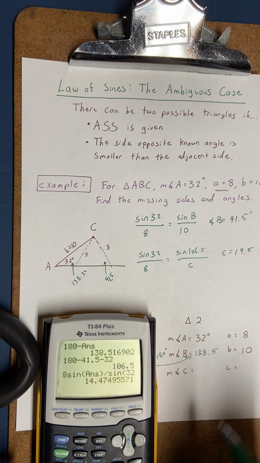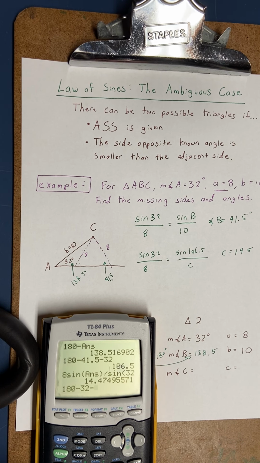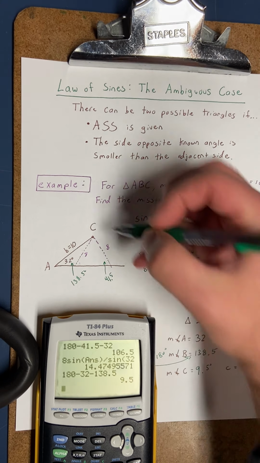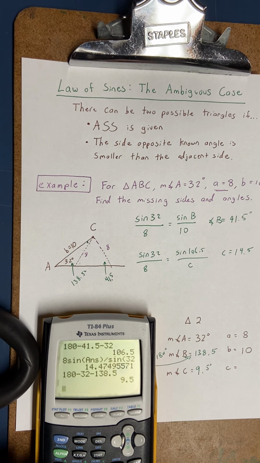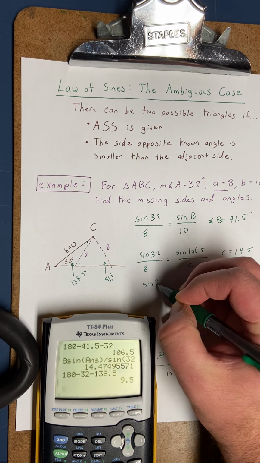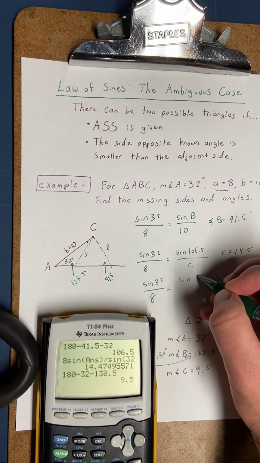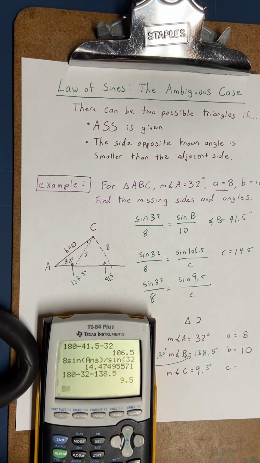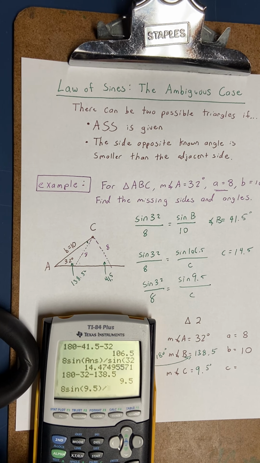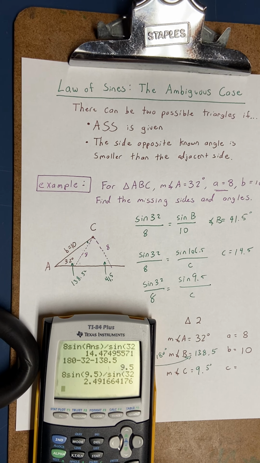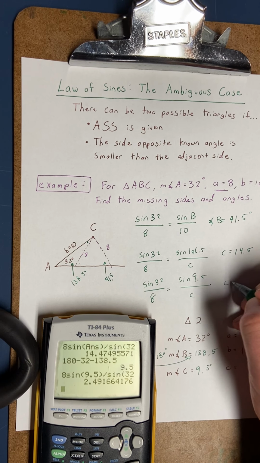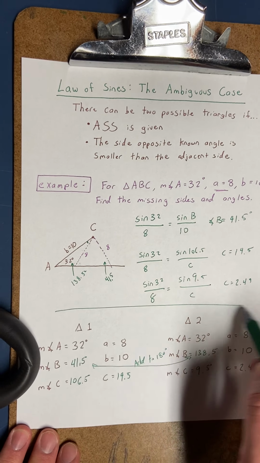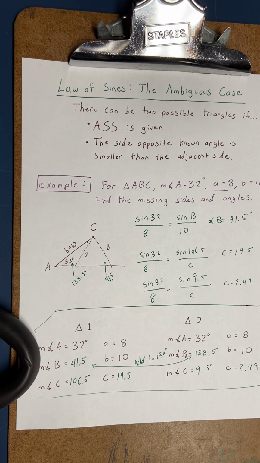Now let's take a look at the other possible triangle over here. Same solving process. We get 9.5 degrees for angle C, so it's a very small angle. That's talking about this guy right here, very small, that makes sense. And then if we do the same process, except this time, instead of 106.5 up there, I'm going to have sine of 9.5. Same general idea, 8 sine 9.5 divided by sine 32, and I get 2.49. And there it is. This is how the answer should look in the end. You should show both triangles completely solved out whenever you have this ambiguous case.